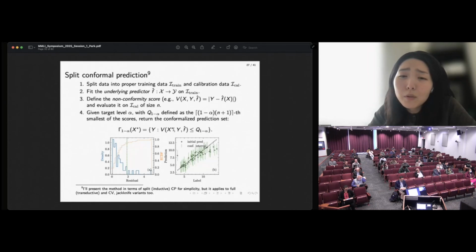When this score is the absolute error, we can rearrange and get that gamma is the original point prediction f of X plus minus Q. And so at test time, we get gamma that is plotted in green. So for all test instances, we get the same sized prediction interval where each side of the interval has length 2.